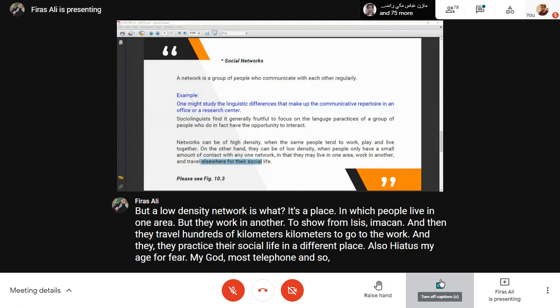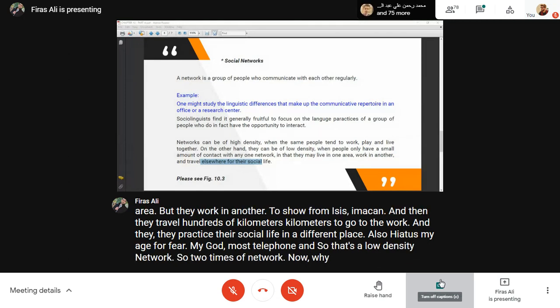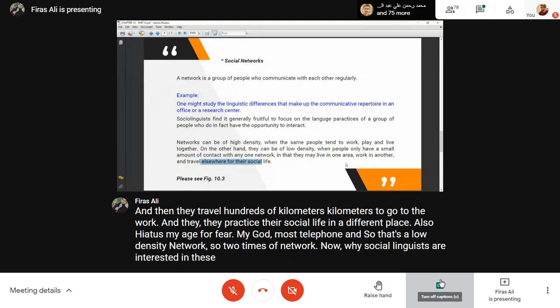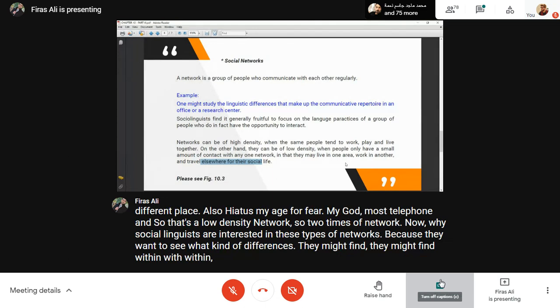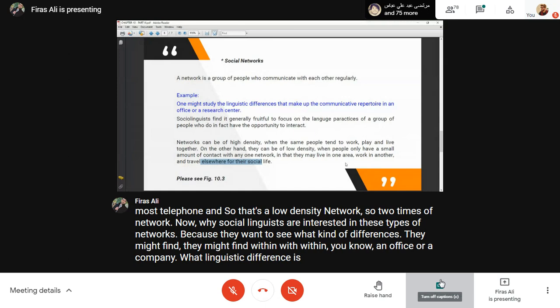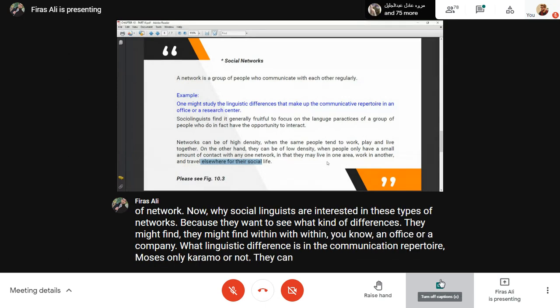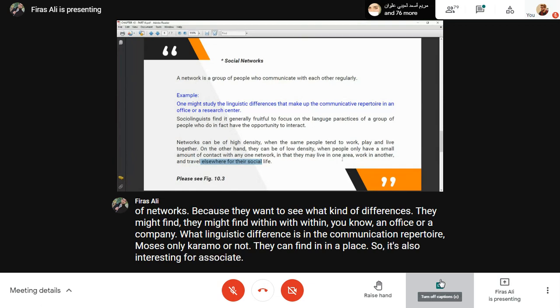So that's a low density network. So two types of network. Now, why are sociolinguists interested in these types of networks? Because they want to see what kind of differences they might find within an office or a company. What linguistic differences in the communication repertoire, مخزون الكلام والنطق, can they find in a place? So it's also interesting for sociolinguists to know this.